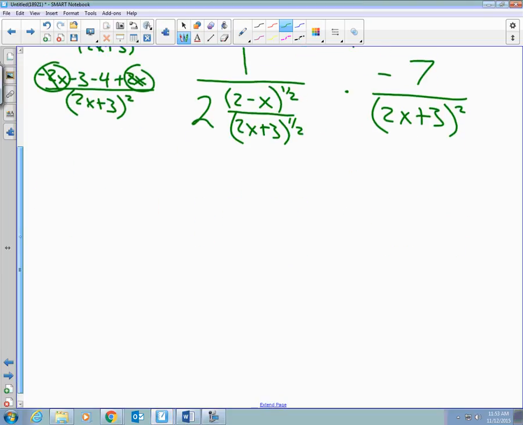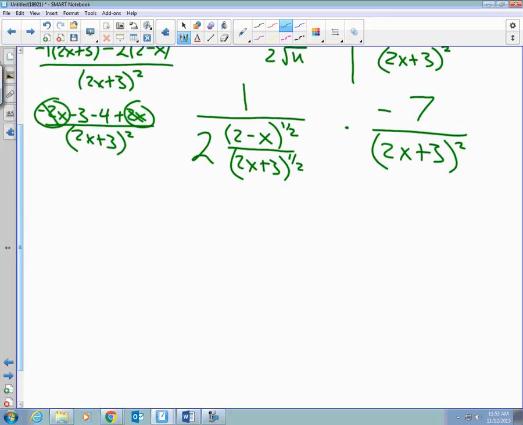In order to simplify a complex fraction, I need to make one fraction over one fraction multiplied by the reciprocal, right? So here we have 1 over 1, right? And here we have 2 times that over that. So if I multiply by the reciprocal, what's going to be in the numerator? 2x plus 3 to the 1/2. What's in the denominator?